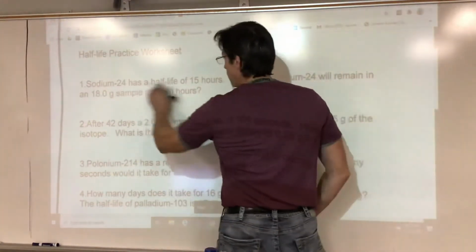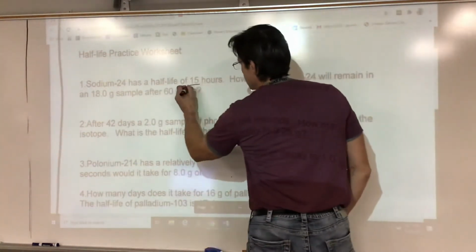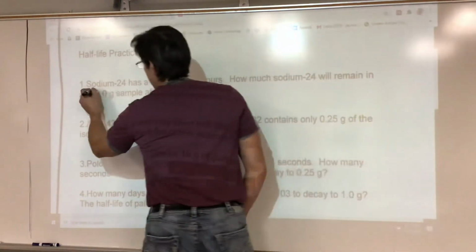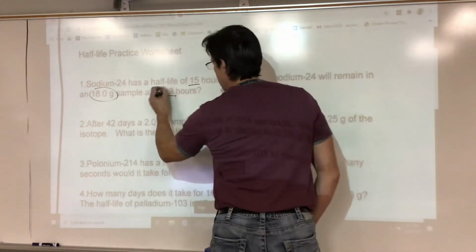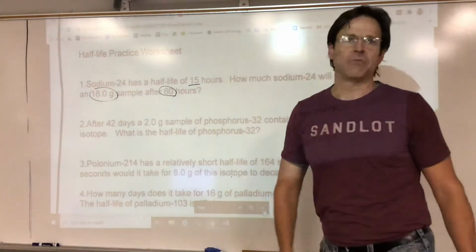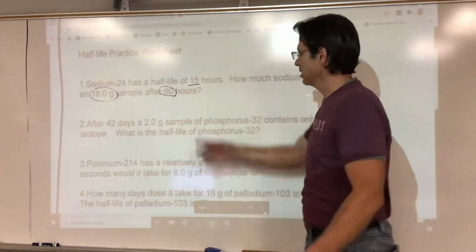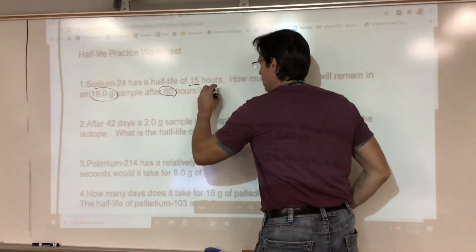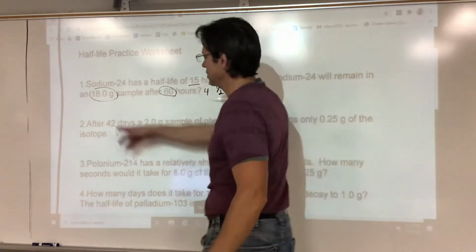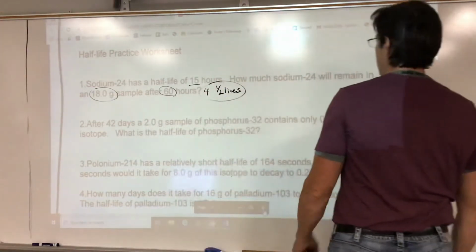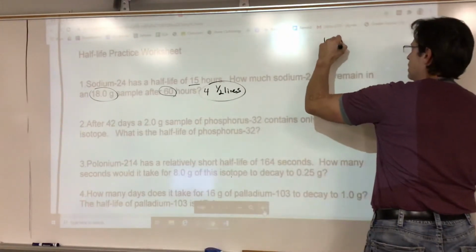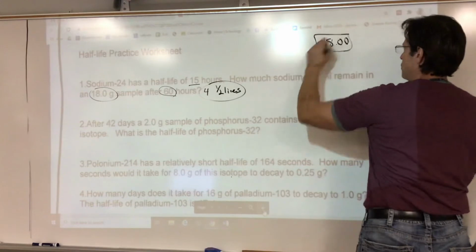You got sodium 24 has a half-life of 15 hours, okay? How much sodium 24 remains in an 18-gram sample after 60 hours? So 15 into 60, you can do the math, but 15, 30, 45, 60, so it looks like 4 half-lives. I started with 18 grams, so if I had 18 grams, go through 4.